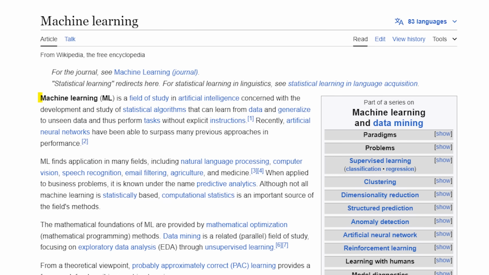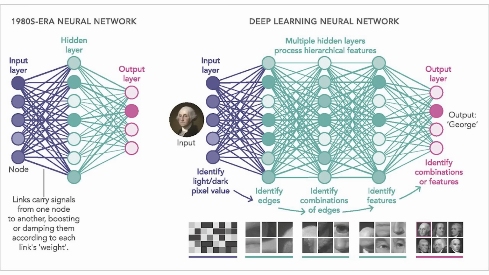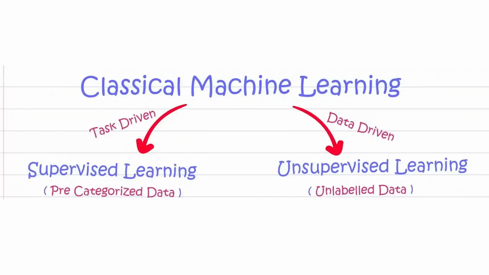According to Wikipedia, machine learning is a field of study in artificial intelligence concerned with the development and study of statistical algorithms that can learn from data and generalize to unseen data, and thus perform tasks without explicit instructions. Much of the recent advancements in AI are driven by neural networks, which I hope to give you an intuitive understanding of by the end of this video. Let's divide machine learning into its subfields.